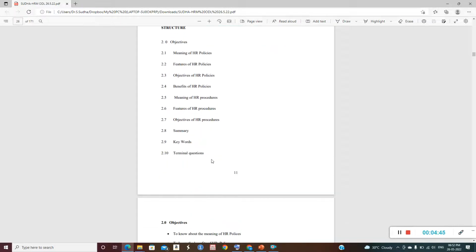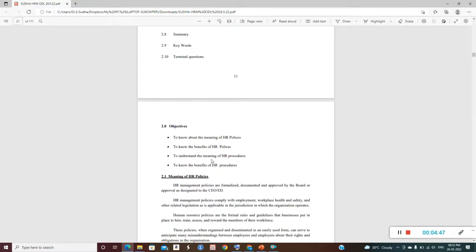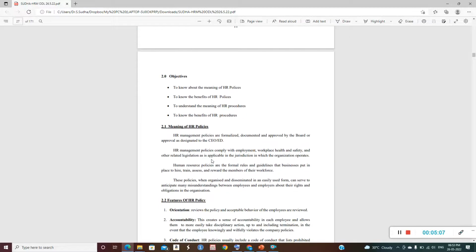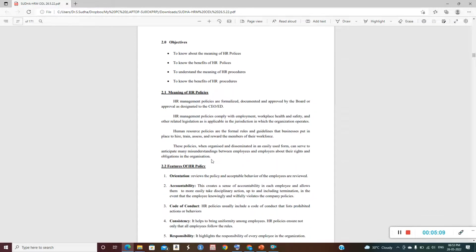What are the objectives for this session? We'll try to cover as much as possible. The objectives for today's session are first to know the meaning of HR policies, to understand the benefits of HR policies, to know about HR procedures, and to know the benefits of HR procedures. You need to know about these concepts in a better manner.